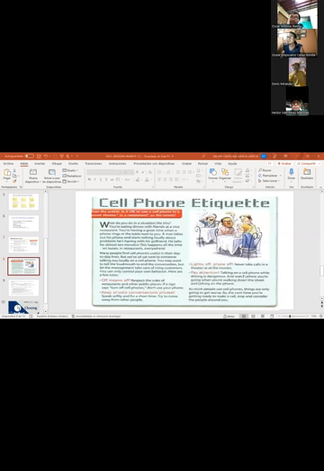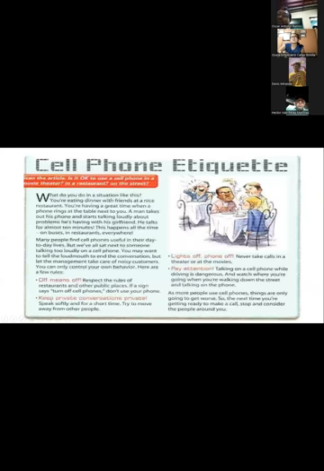Okay, look at this one. Do you see the article? Yes. Okay, let's read the article. You can see in the picture that there is a guy with a phone laughing. He's laughing, and some other people next to him at the table are very angry, because maybe the other person is making a lot of noise. So follow the reading with me.